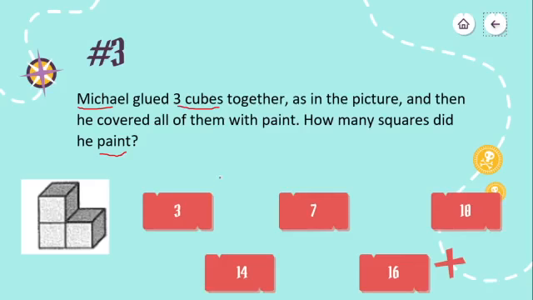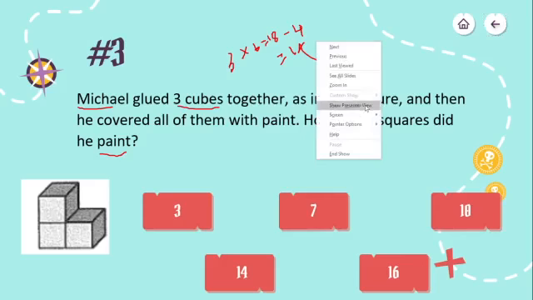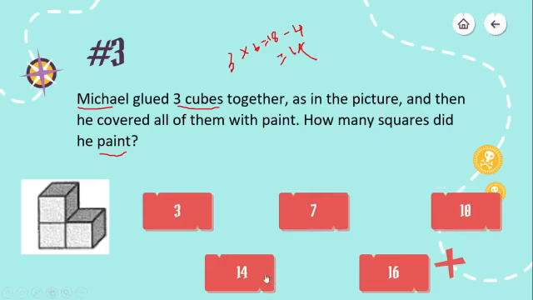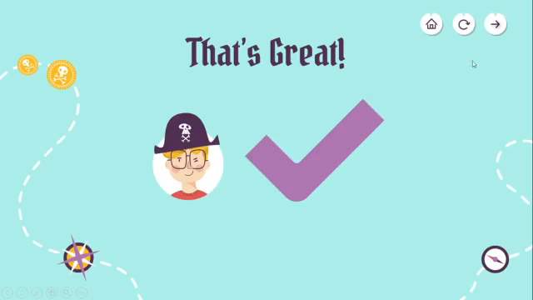Do you all have the answer? There are 3 cubes, each has 6 faces. 3 sixes are 18. So totally 3 cubes, each has 6 faces, that is 3 sixes are 18, minus the 4 faces he does not want to paint, so there will be 14. Okay, he needs to paint 14 faces. Can we check the answer? Yes, that's the right answer. Can we move on to the next one?